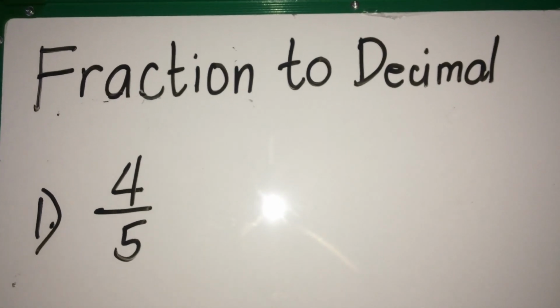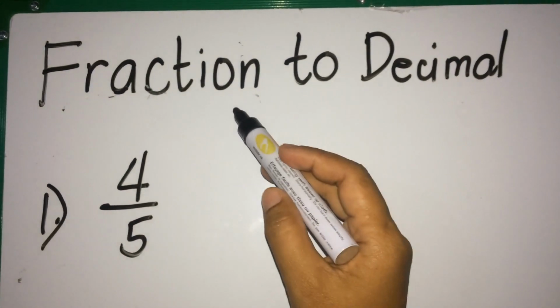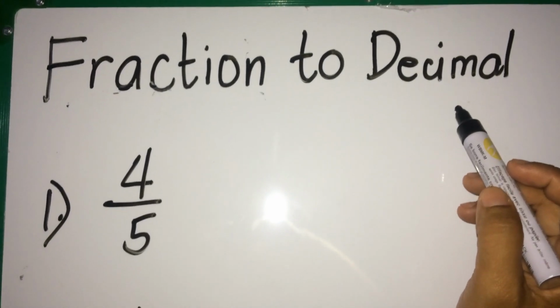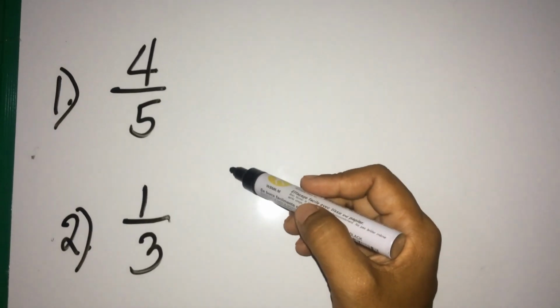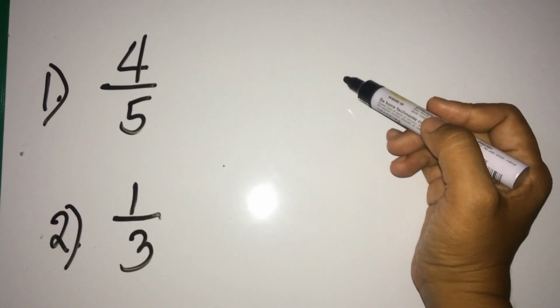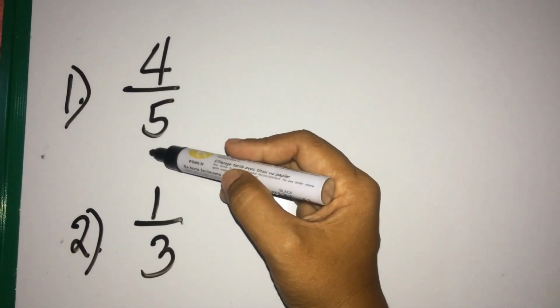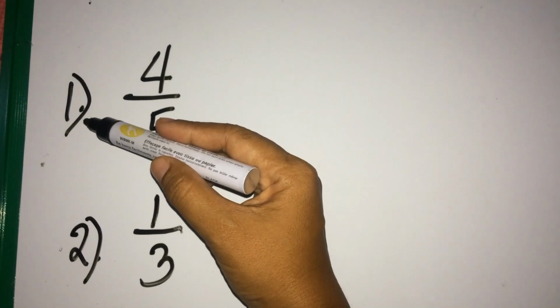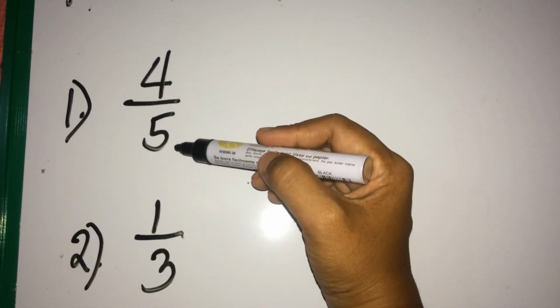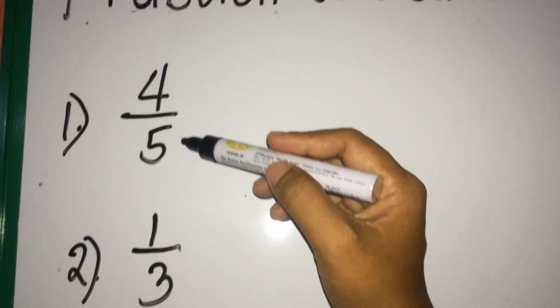In this lesson, we're going to learn how to convert fractions to decimals. We have here two given fractions in which we need to find out the decimal equivalent of each. So let's take first example number 1, which is 4/5, or 4 over 5.